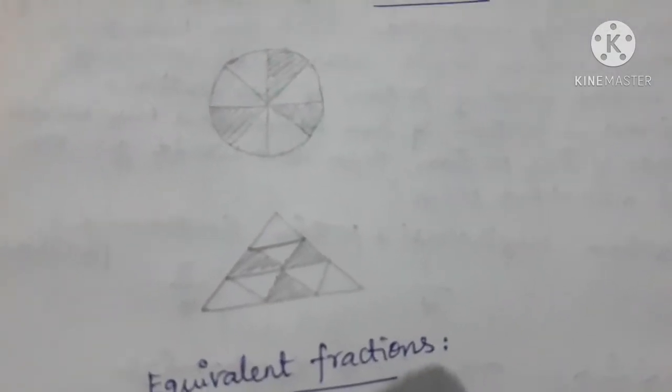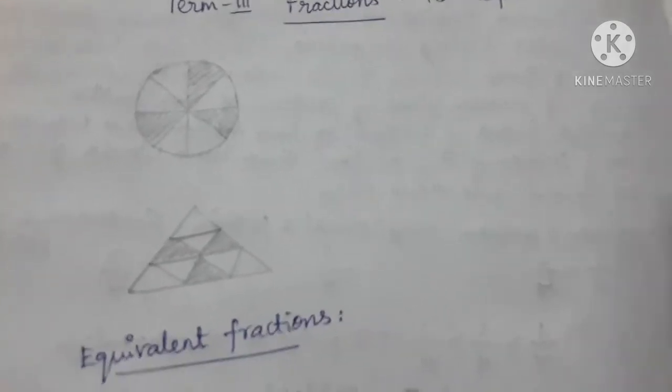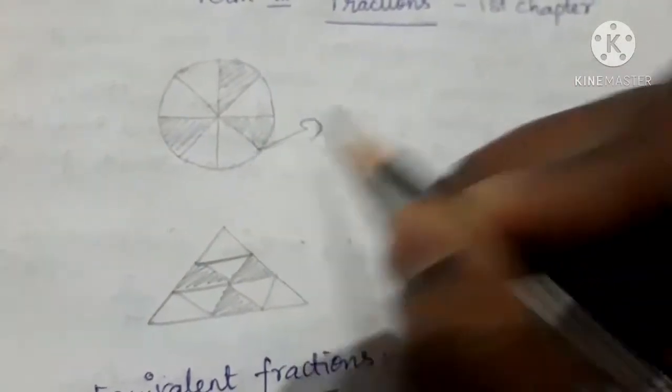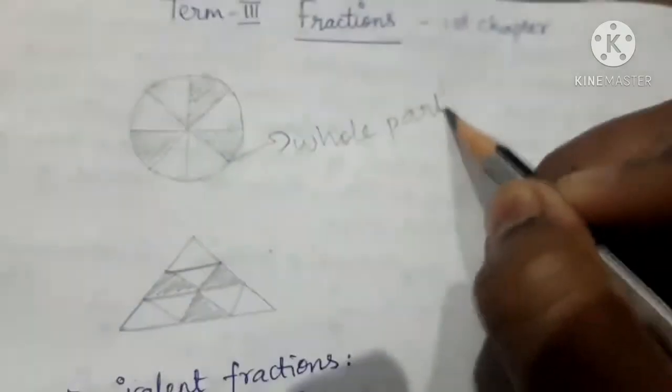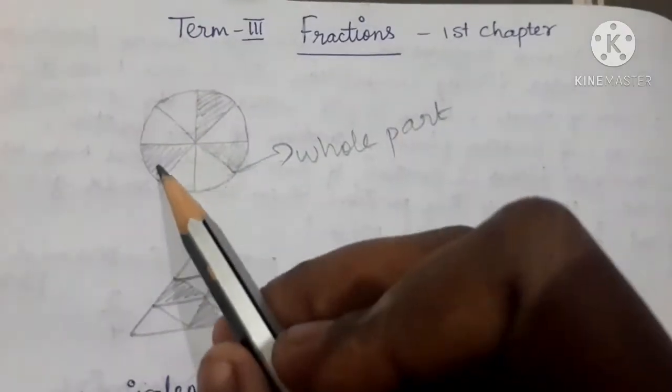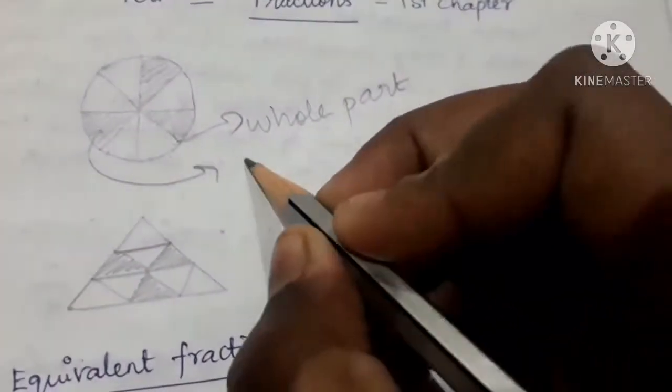So from this we can understand that a fraction is nothing but a mixture of whole parts and small parts. What are whole parts? See, if this is a full circle, then this will be called the whole part. And if these are pieces from the whole part, they will be called small parts.